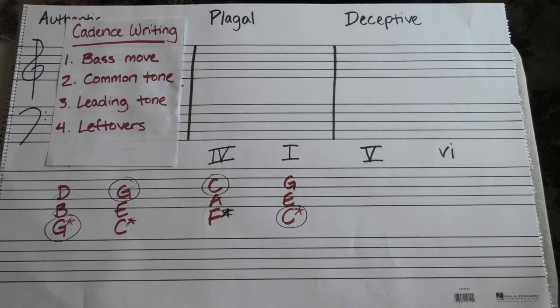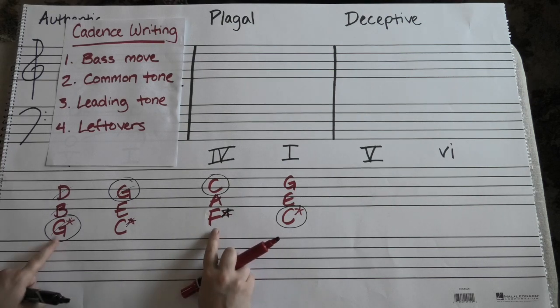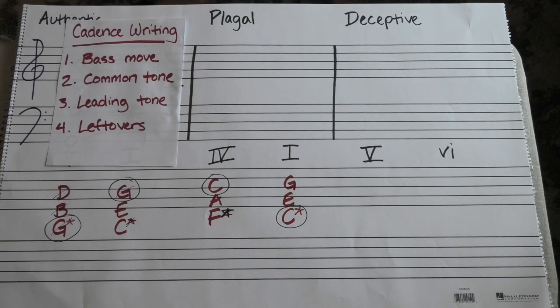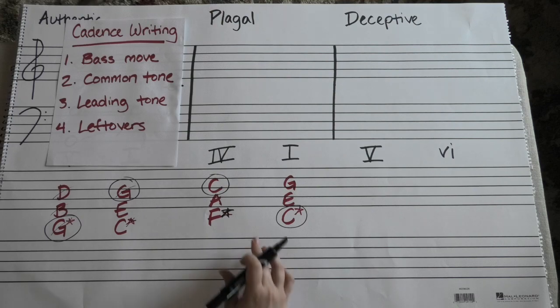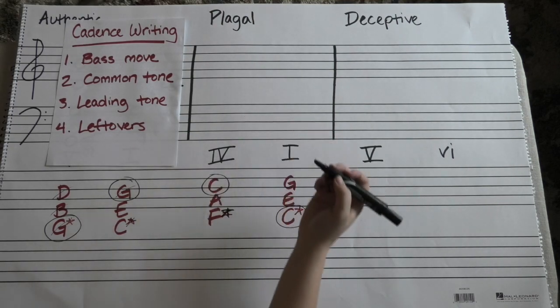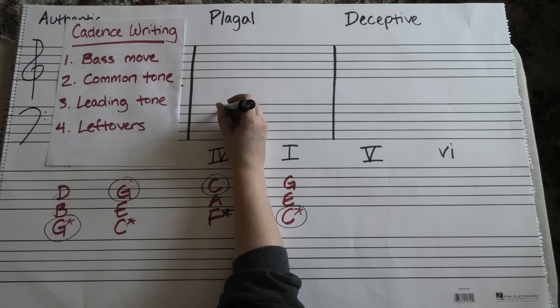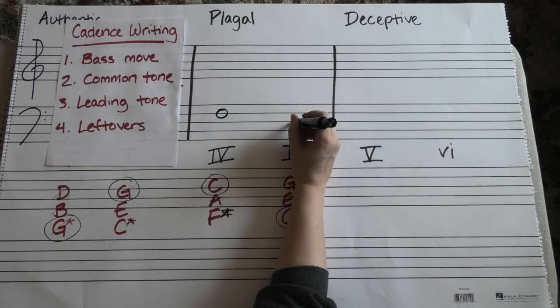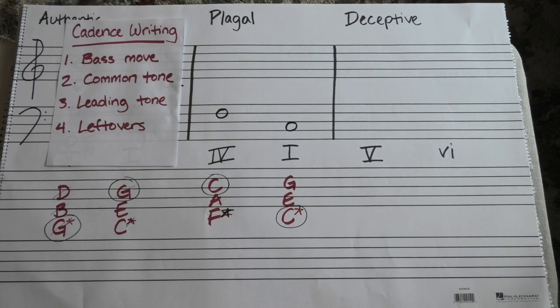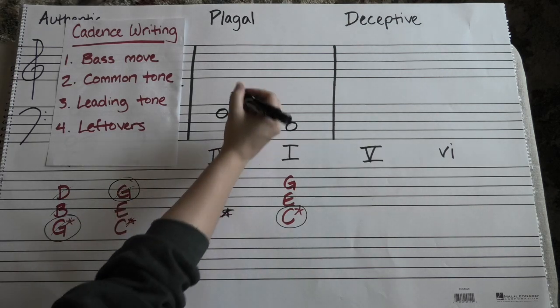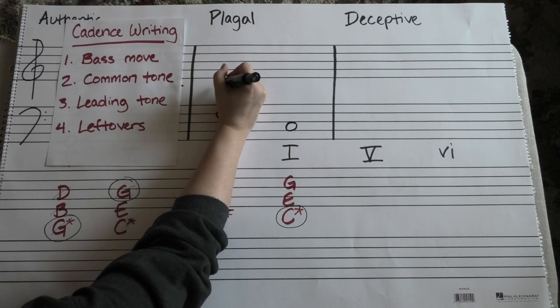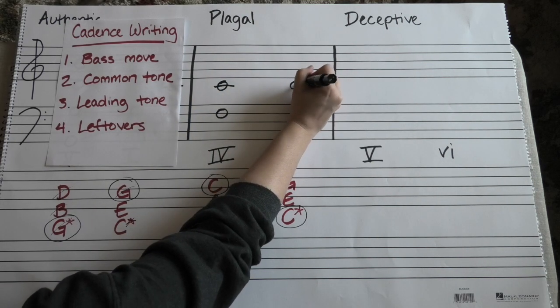Now for plagal cadences, you have a 4 chord here and not a 5 chord, so your leading tone actually isn't in there. So we don't have to worry about this particular rule when we're doing plagal cadences. Let's see what we have. Okay, so bass move first. We're going to go F to C, and I think I'm going to go descending this time. We'll start on this F and go down to C. Now we have our common tone, and it will be C to C, right? And we did tenor last time, so I'm going to throw it in the alto line. We've got C and C.